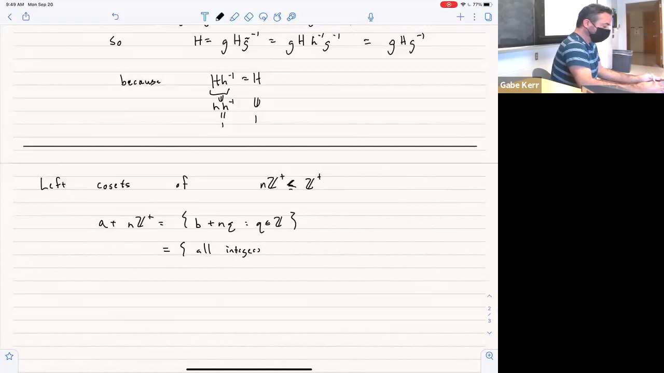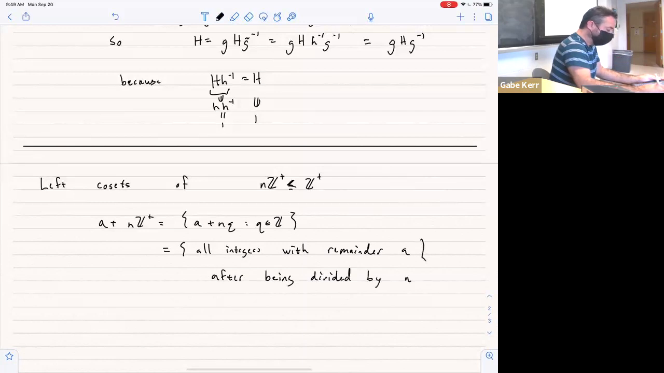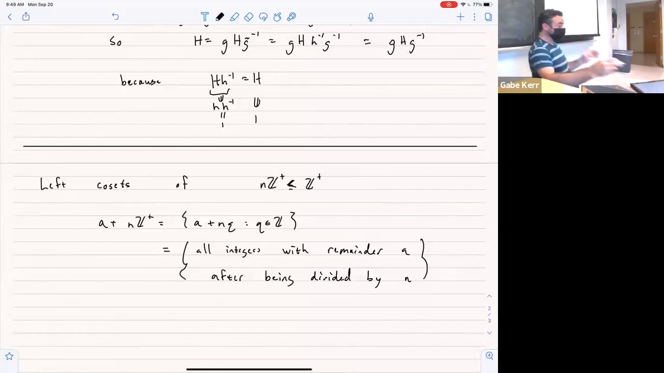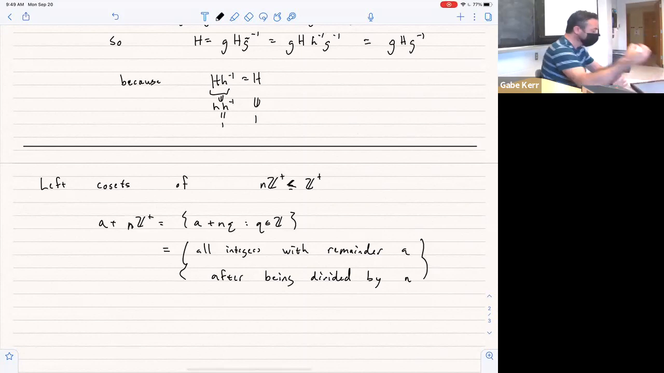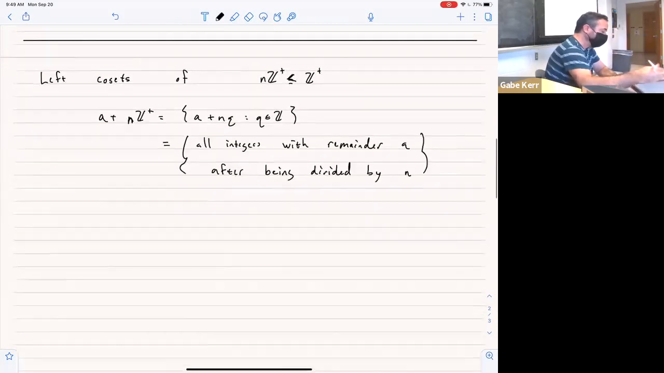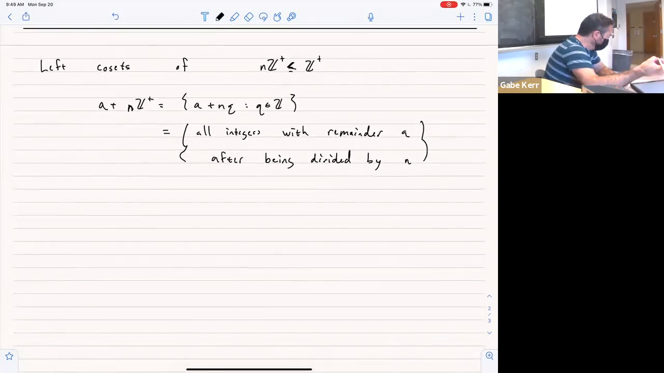These are all integers with remainder a after being divided by n. So this is the idea of a left coset of our subgroup nZ. We looked at an example like n equals 3. You can look at any examples you want. Should we look at another example to remind ourselves, so everyone's happy?